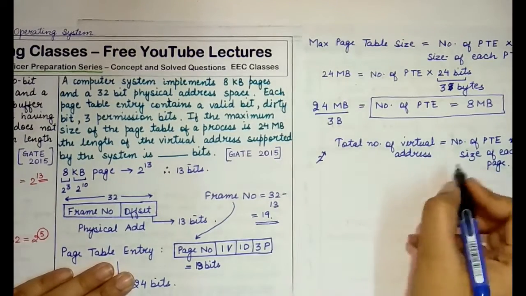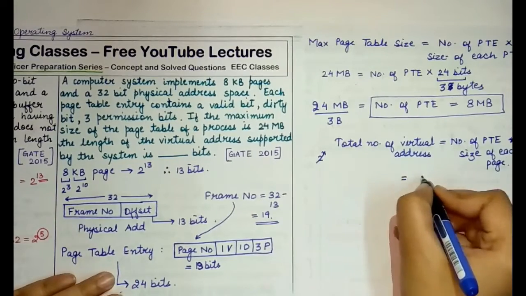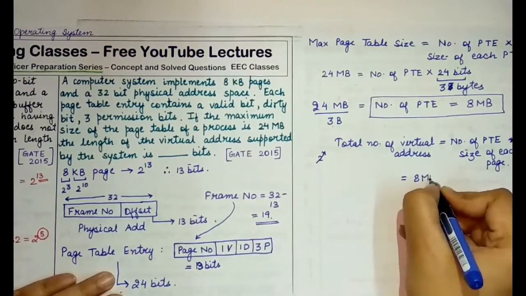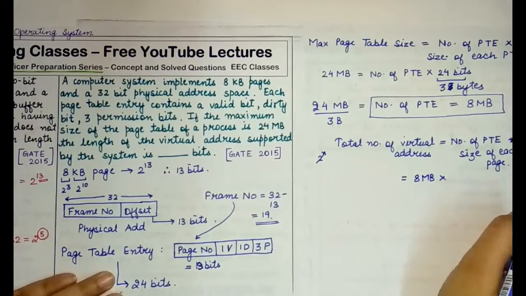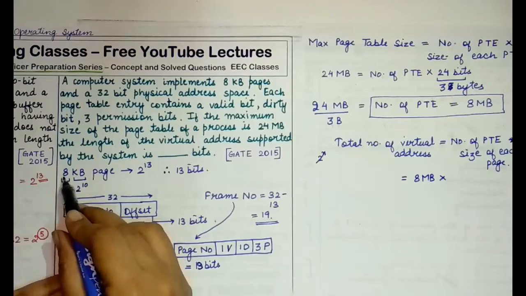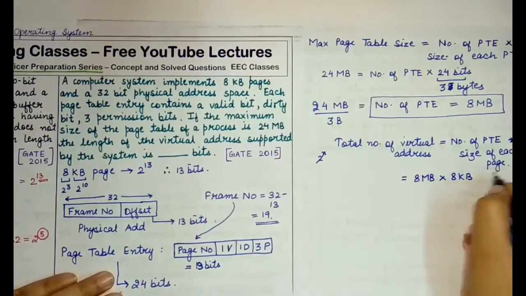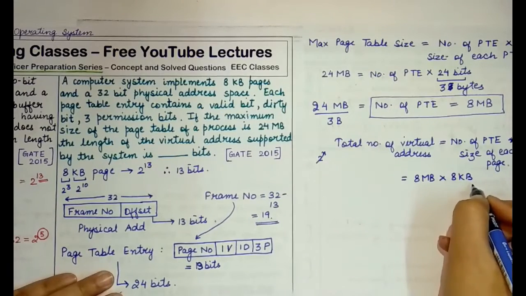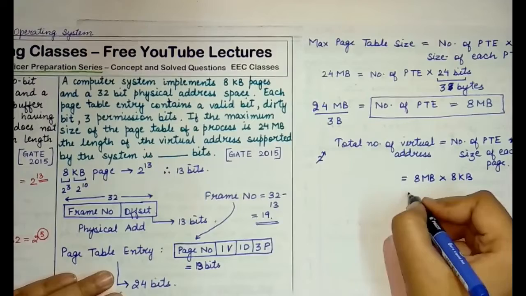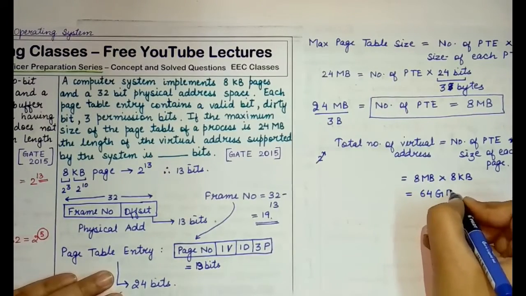So how many page table entries do we have? We have 8 MB of page table entries. And what is the size of each page? The size of each page is given to us as 8 kilobytes. Okay, 8 kilobytes, and when we multiply them, 1 MB multiplied by 1 KB gives 1 GB, and 8 into 8 gives us 64. So this would come out to be 64 GB.